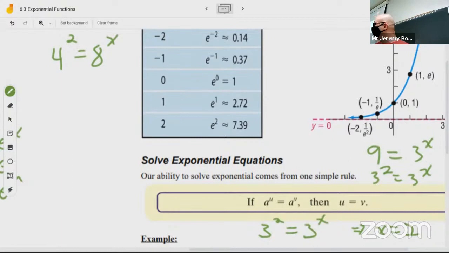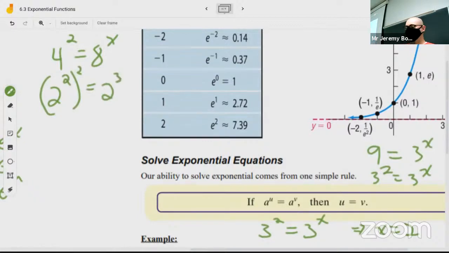You can get to 64 from both of those, right? But if I wanted to write them in the same base, I want this to be the same number as this. 2. Yeah, 2 is right. I can represent 4 as 2 squared, right? So this would be 2 squared to the second power. 8 is 2 to the third. So it's 2 to the third raised to x. Good, Shayla.